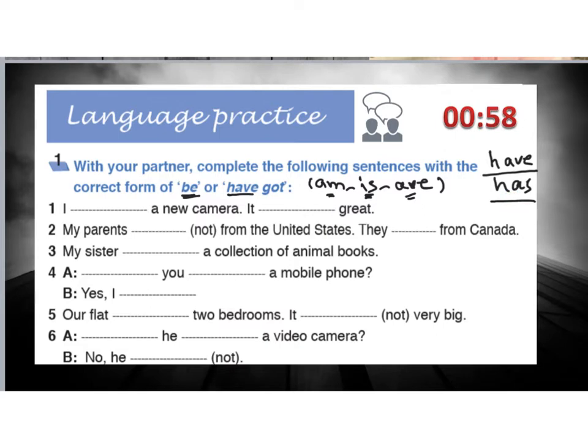Let's start doing the first exercise orally first, then in writing. Okay. I say I have got a new camera. It is great. My parents are not from the United States. They are from Canada. My sister has got a collection of animal books. Have you got a mobile phone? Yes, I have. Our flat has got 2 bedrooms. It is not very big. Has he got a video camera? No, he hasn't. Now check your answers.